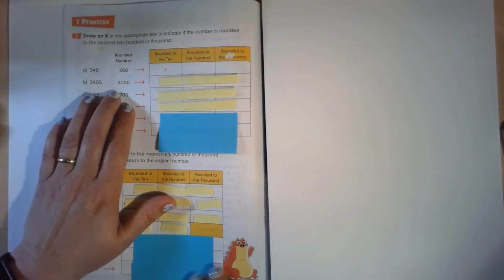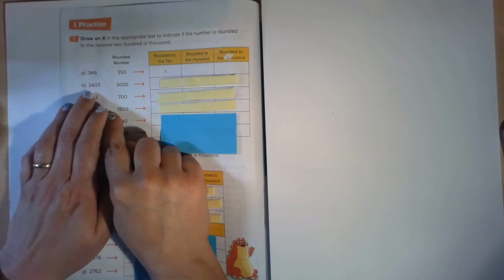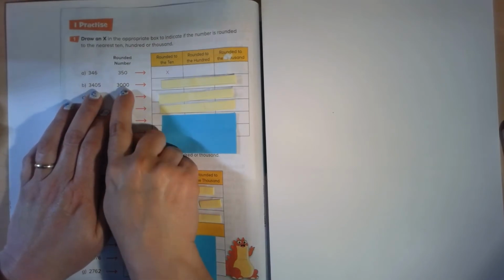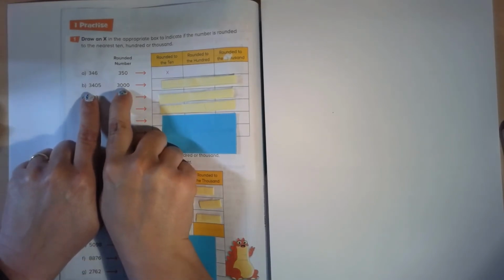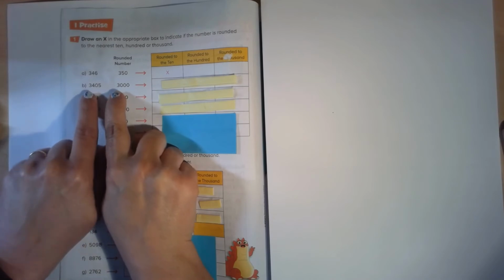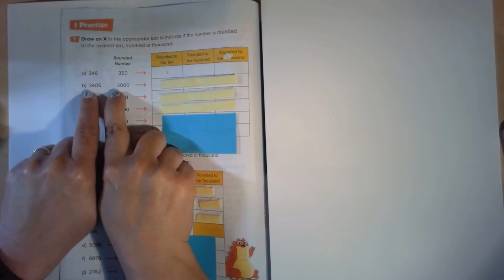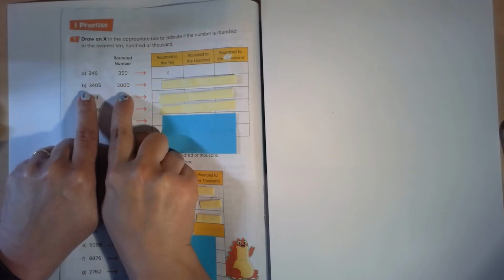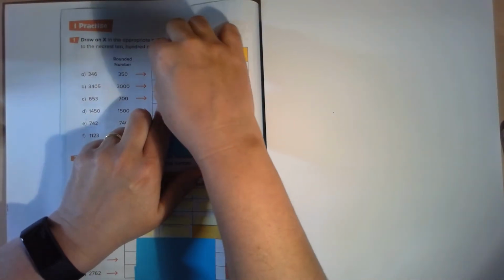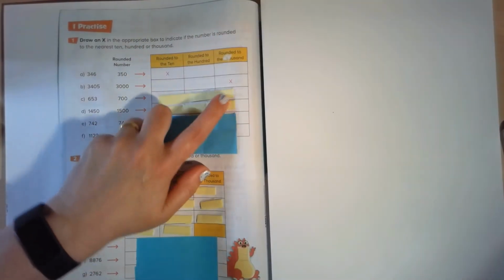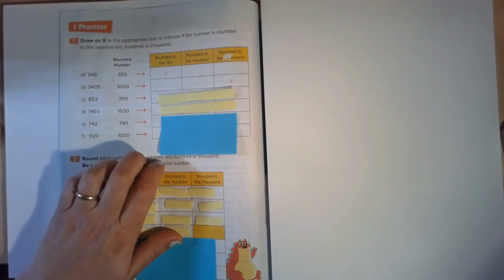Let's look at B. 3,405 was rounded to 3,000. So I have a 0 in my units, in my tens, and my hundreds, and the 3 remained the same. So to me, it looks like 3,405 was rounded down to 3,000. So we were looking in the thousands column. Let's see if that is true. Yes, it was rounded to the 1,000 column.